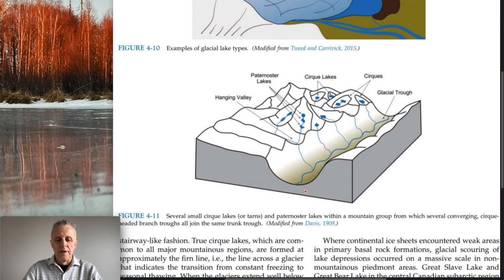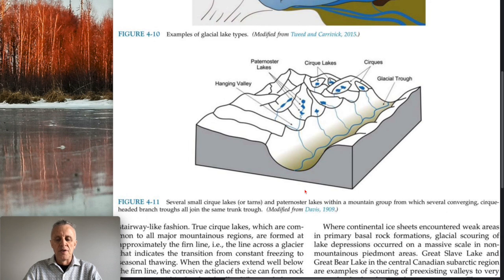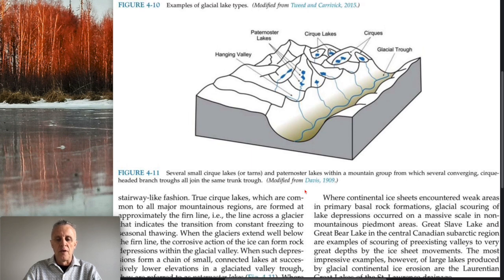Now let's look at 4-11. Several small cirque lakes or tarns and paternoster lakes with a mountain group from which several converging cirque headed branch troughs all join the same trunk trough. So we have different kinds of lake types in a glacial environment here, but it's a little different than what we just saw. The first thing is we have this sort of glacial trough. There used to be a glacier here, and it left this trough.